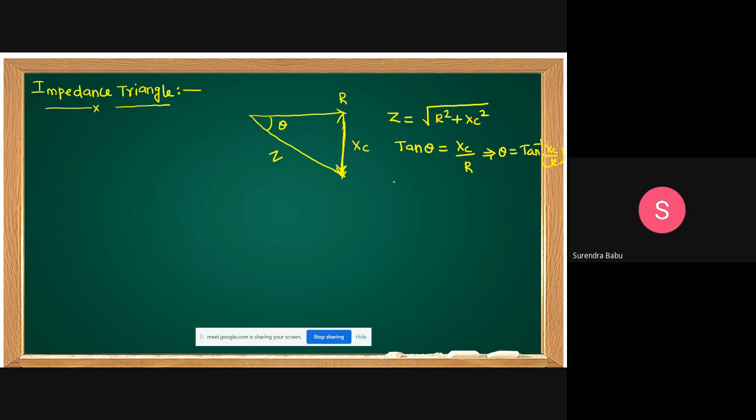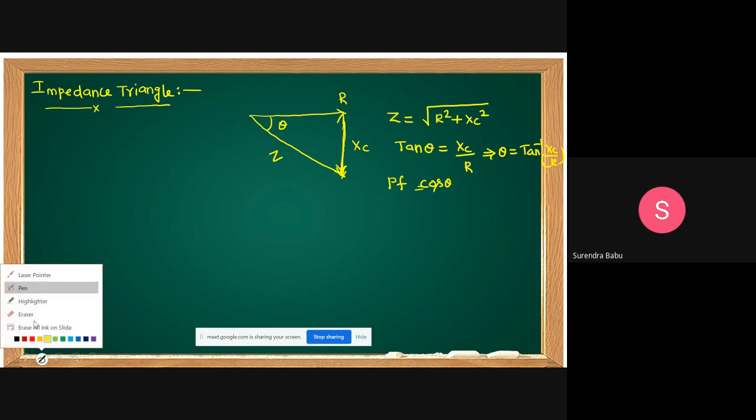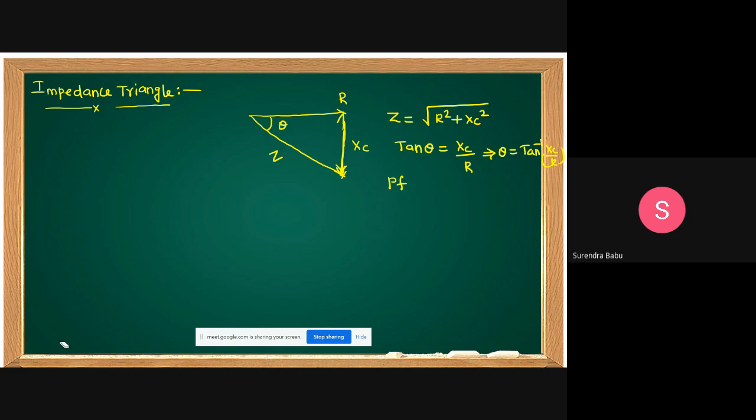Yes, friends. What is cos theta? Power factor equals cos theta. How can you write the formula? Come on. Power factor equals cos theta, which equals R by Z. What is Z, students? Z is what I already wrote: square root of R square plus XC square.